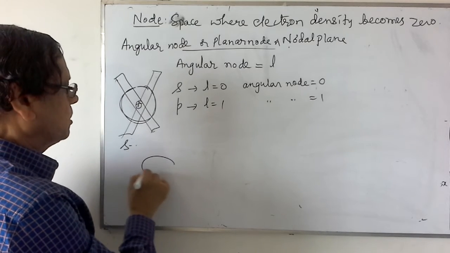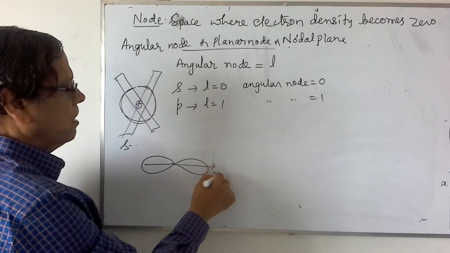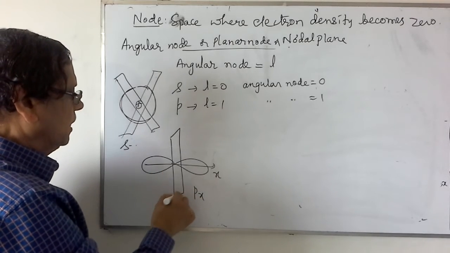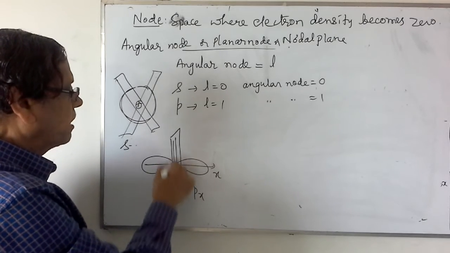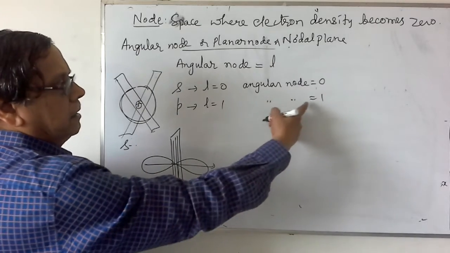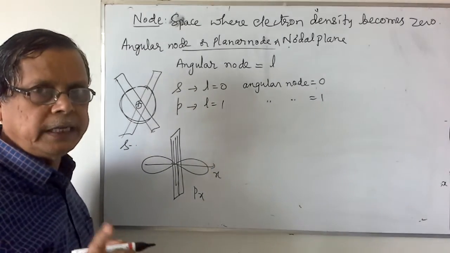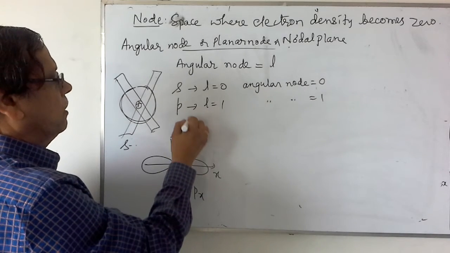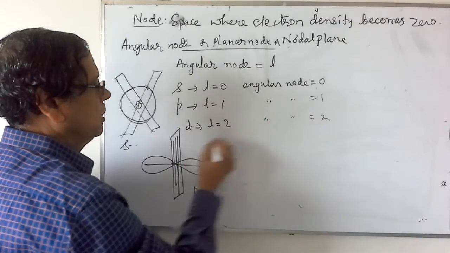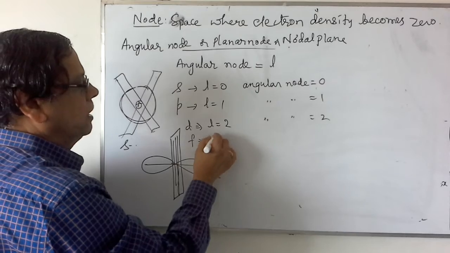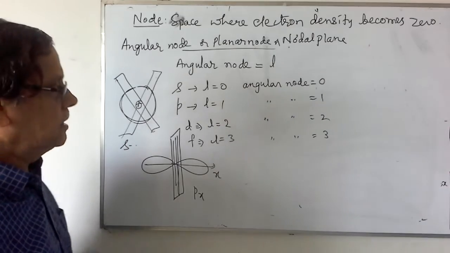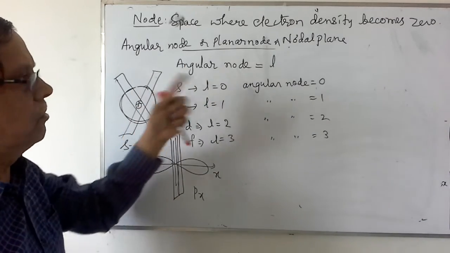Now let me consider this px orbital. This is along the x-axis. If you draw a plane passing through this center, it does not contain any electron density in the px orbital. For each of these px, py, pz orbitals, the angular node or planar node will be 1 each. Similarly, for the d orbital, L is equal to 2, therefore the number of angular nodes is equal to 2. So like that we can calculate. For the f orbital, L is equal to 3, therefore angular node is equal to 3. This is one type of node that is called as the angular node or planar node.